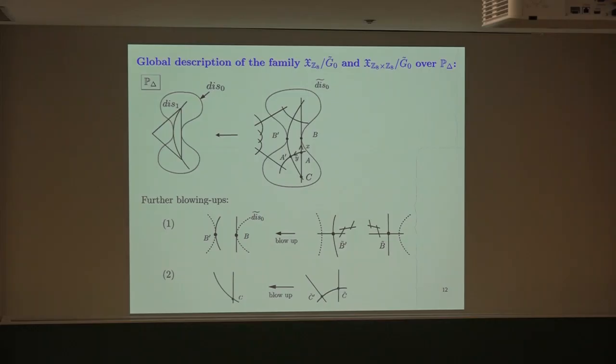This is a little detailed part. Just believe that after this process, everything is smooth and the divisor is normal crossing. And that's the situation where I want to study the structure. Now the monodromy. Look at the structure, and here I go. Lots of structure I can observe. What's the point?